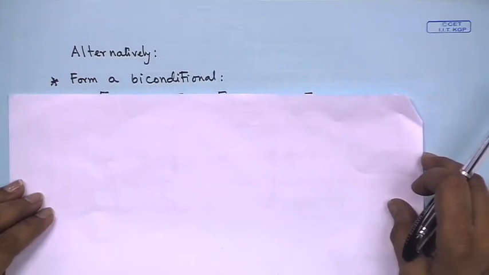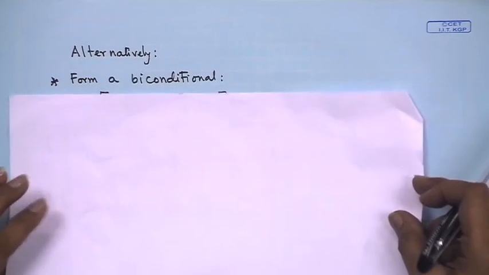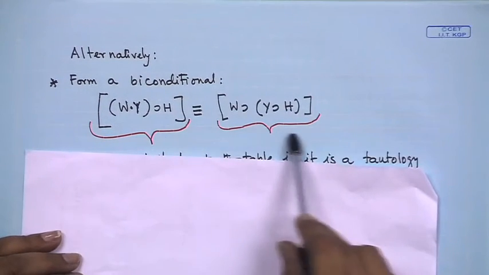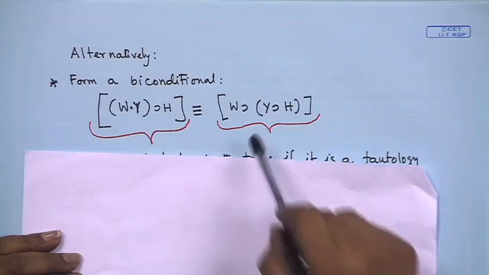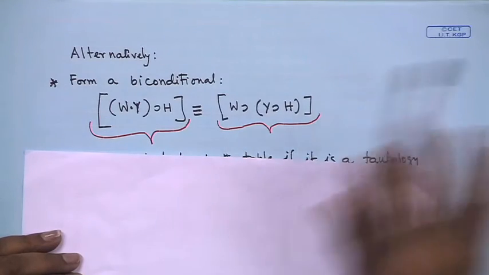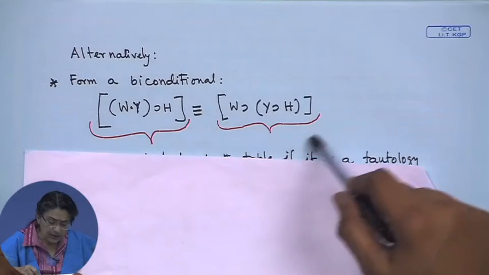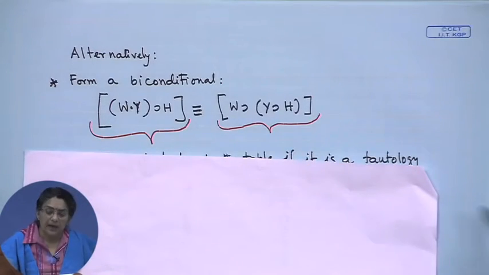Alternatively, you can approach this problem like this: you take these two propositions and form a biconditional, which is going to look like this. This is your proposition P, this is your proposition Q. Both are complex compounds, that does not matter, but this is your P, this is your Q, and this is the whole biconditional, and you do the truth table on this one.